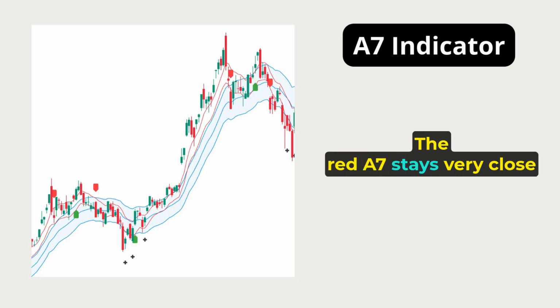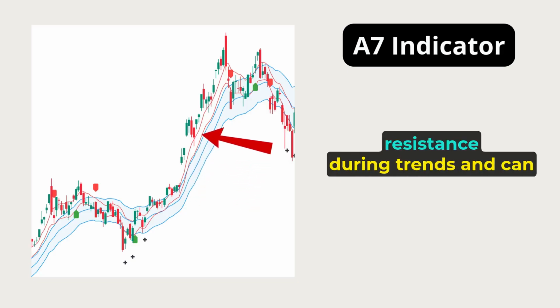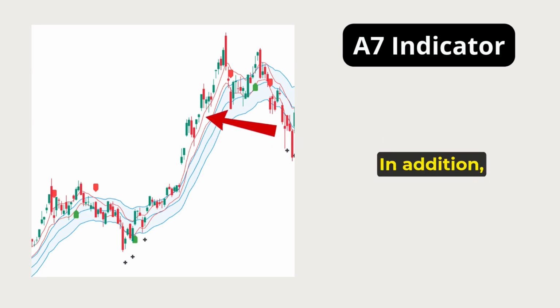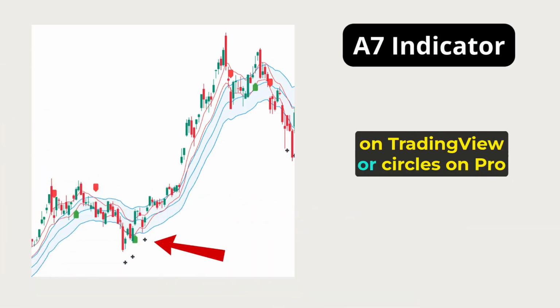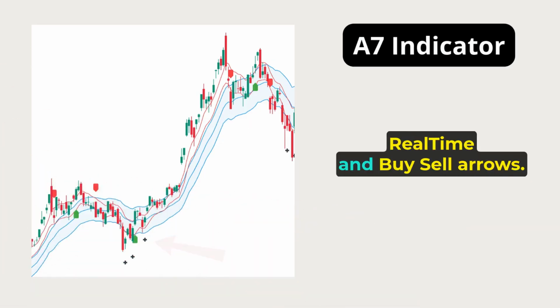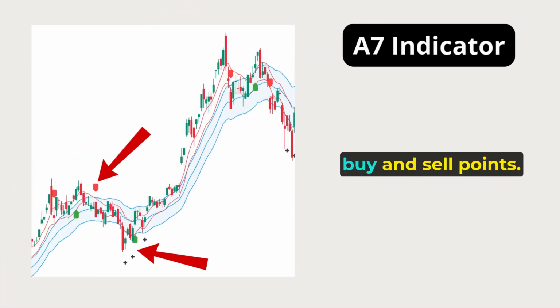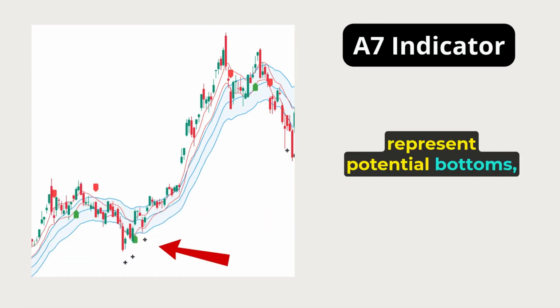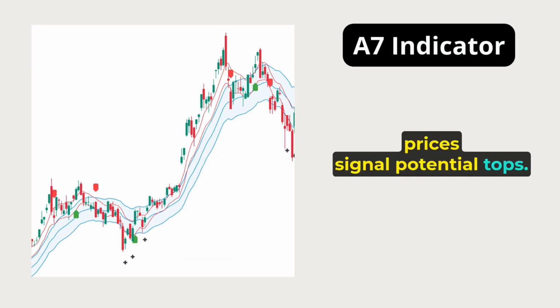The red A7 stays very close to the price action. It can act as support or resistance during trends and can also serve as a stop-loss level. In addition, the indicator includes crosses on TradingView or circles on Pro Real-Time, and buy-sell arrows. The arrows indicate potential buy and sell points. Black crosses below the prices represent potential bottoms, while red crosses above the prices signal potential tops.